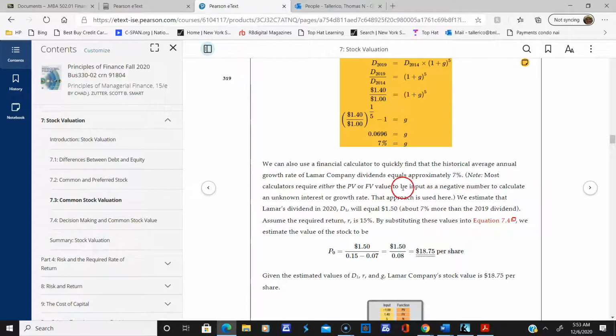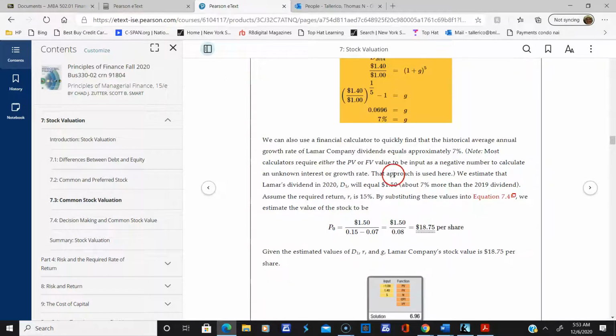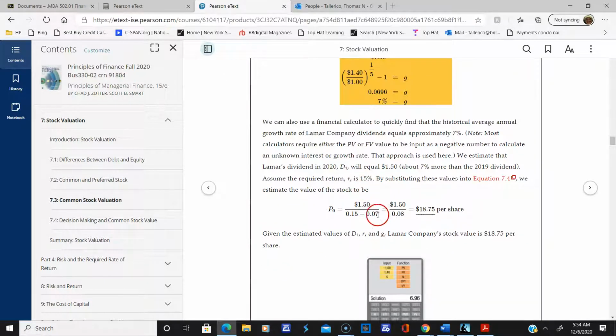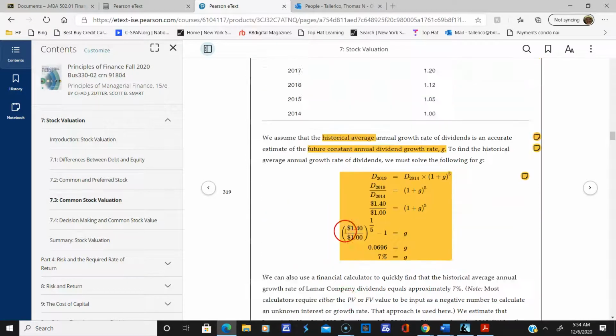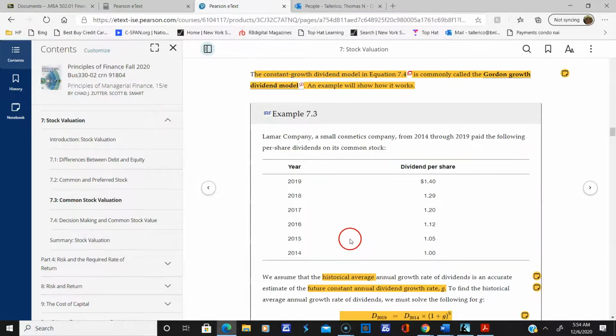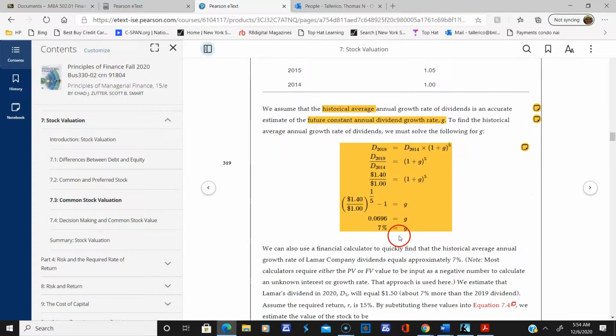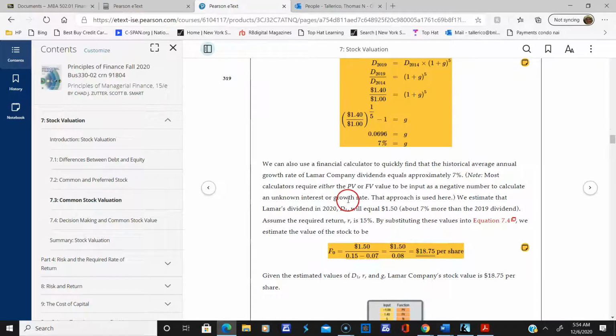We can also use a financial calculator or Microsoft Excel to solve for that. Once we have this approximate number, you can plug that in here, and here is the price of a share of this stock. It comes out to $18.75 a share with the numbers we have. Here's the dividend for one period, that's 1 plus G, 1.07.